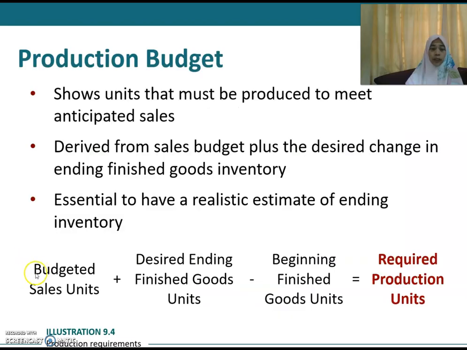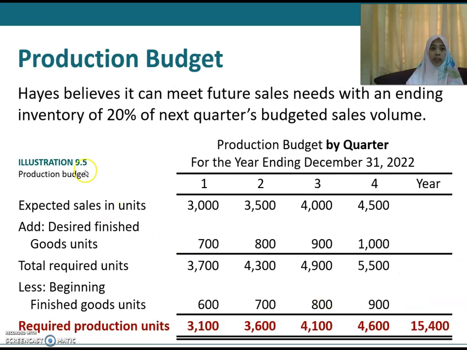If you go here, you can see that the budgeted sales units plus the desired ending or closing finished goods inventory minus the beginning finished goods units, or beginning finished goods inventory, gives you the required production units. So in this case, for example, Hayes believes it can meet future sales needs with an ending inventory of 20% of next quarter's budgeted sales volume.